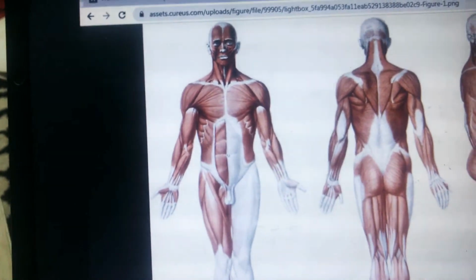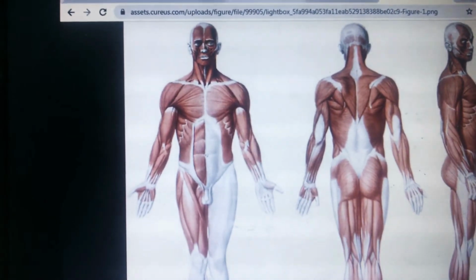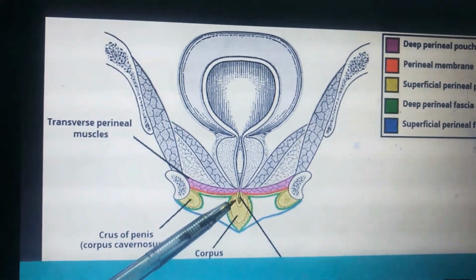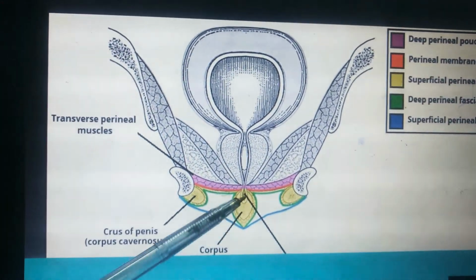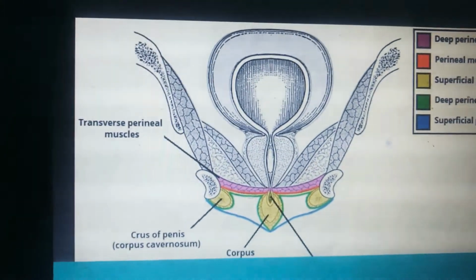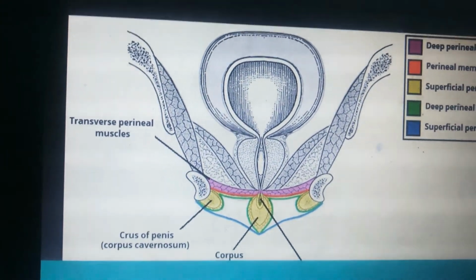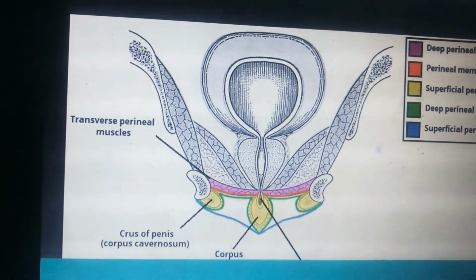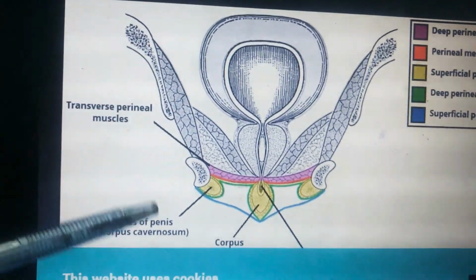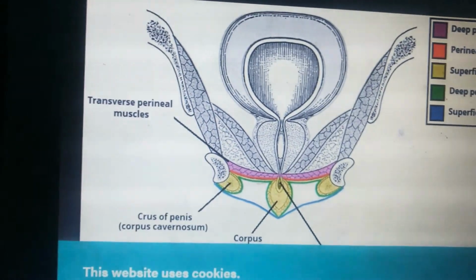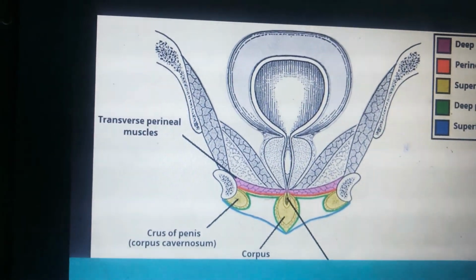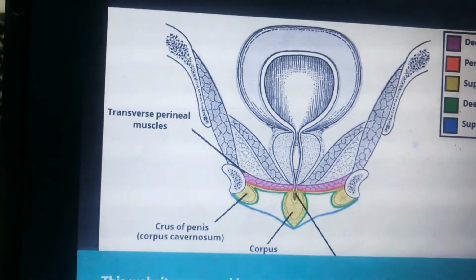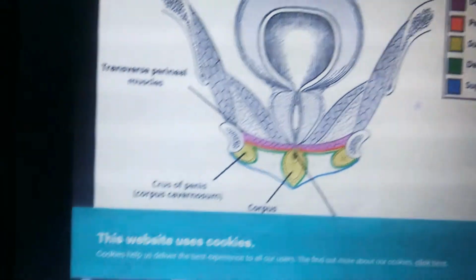Now let me tell you one thing, that the structures which are present within the superficial perineal space, the superficial perineal pouch, are the bulb of the penis or the bulbs of the vestibule, and the crura of the penis or the clitoris. There are going to be two muscles known as bulbospongiosus muscle and ischiocavernosus muscle. There are going to be some vessels known as perineal vessels as well.